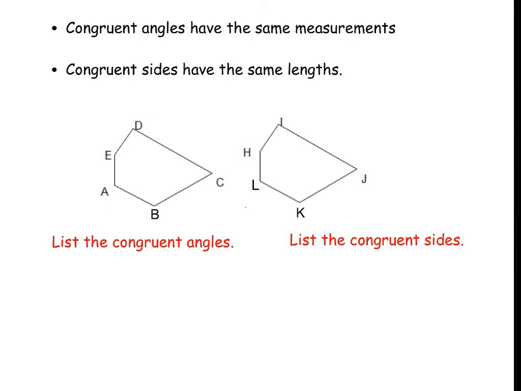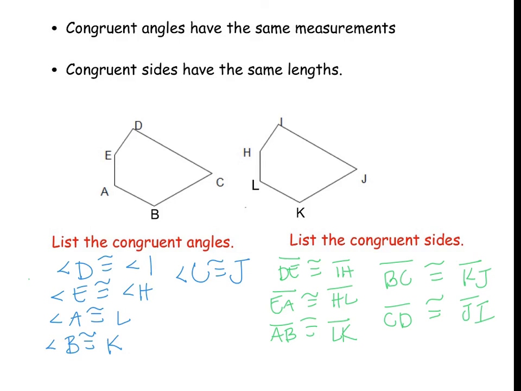Now, here's a reminder of what I just said. Congruent angles have the same measurement. Congruent sides have the same length. I would like for you to list the congruent angles and the congruent sides. Once you've made that list, I'd like for you to turn the video back on and check your answers with mine.